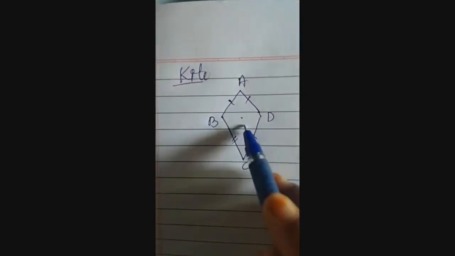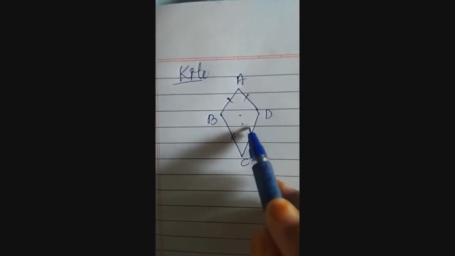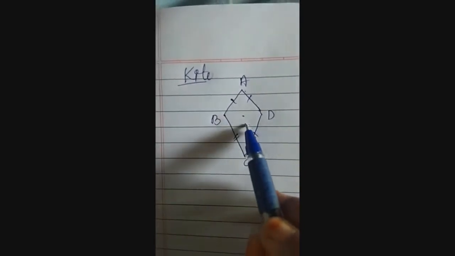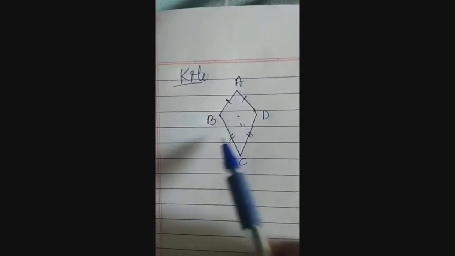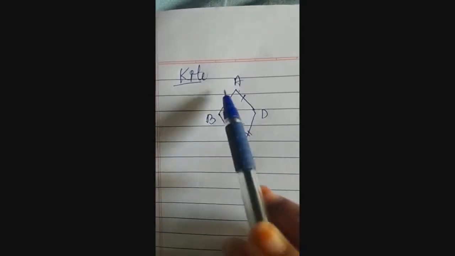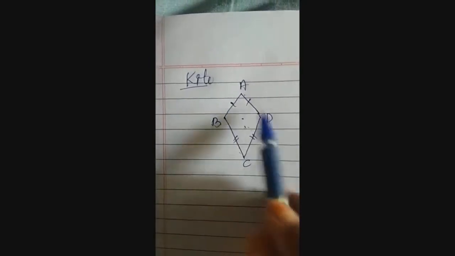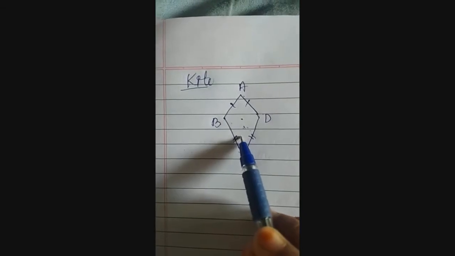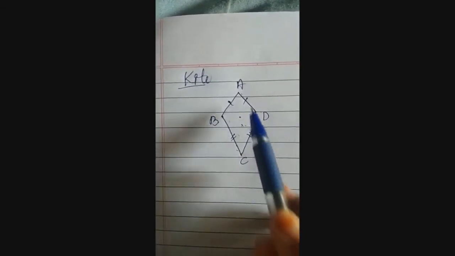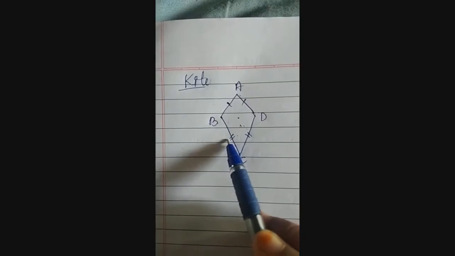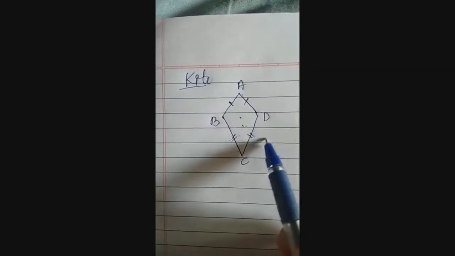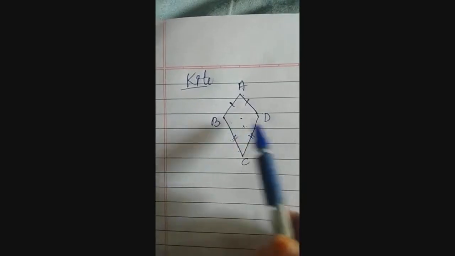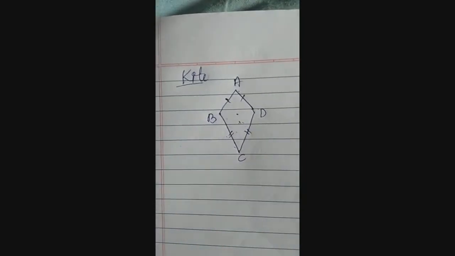Next one, kite. A kite is a special type of quadrilateral. The sides with the same marking in each figure are equal, like AB is equal to AD and BC is equal to CD. These sides are equal. This is a special quadrilateral. Observe, a kite has 4 sides. It is a quadrilateral with exactly 2 distinct consecutive pairs of sides of equal length. So this is a kite. Like this, we can draw others, and these are not kites.